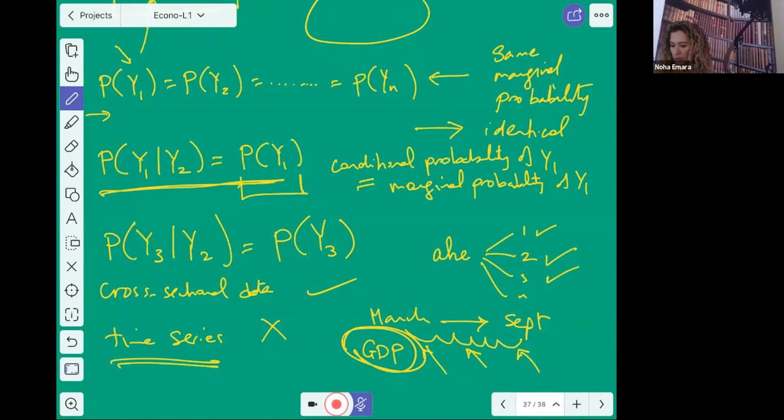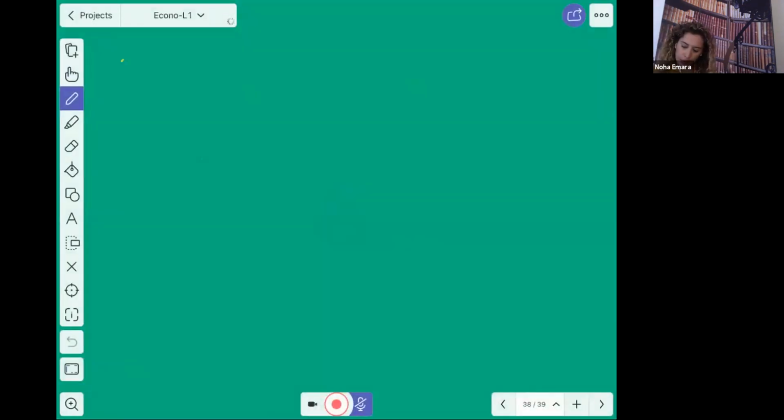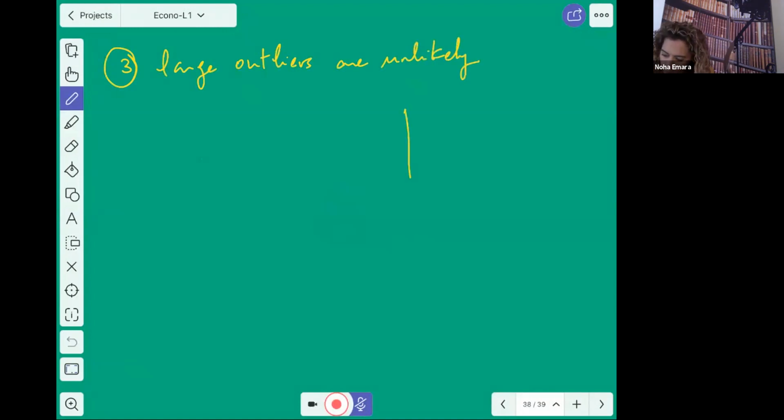Our third assumption will not take much time. Our third assumption is about outliers: large outliers are unlikely. So if I have data here, and assume this is the average hourly earning, and this is the person's age, and I have information about 10 people, I'm going to have 10 dots, right? The first person is here, and so on.